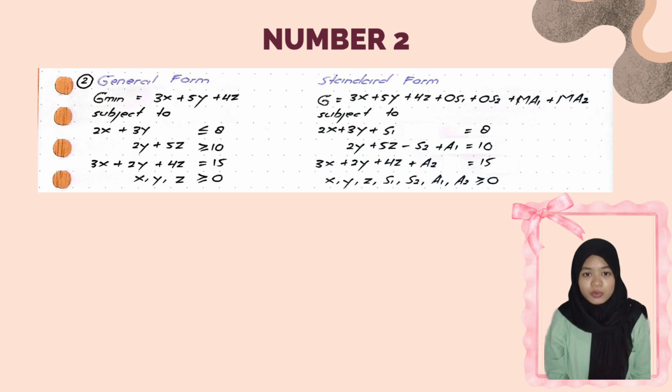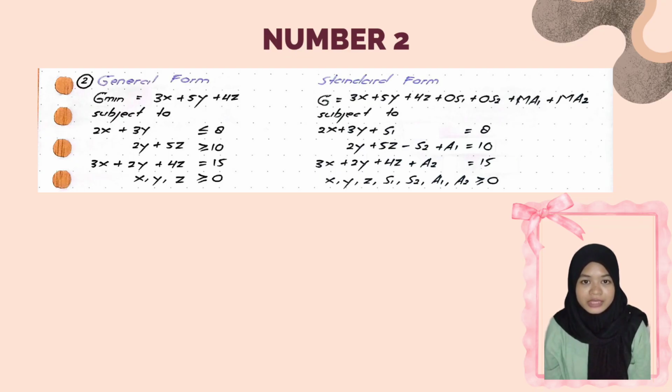After writing the general form, I write the standard form. The first constraint is less than or equal to, so I add a slack variable, namely S1, to convert it into an equation. The first constraint becomes 2x plus 3y plus S1 equals 8. The second constraint is greater than or equal to, so I add a surplus variable, namely S2. Since surplus is not a basis, we have to add an artificial variable, namely A1. The second constraint becomes 2y plus 5z minus S2 plus A1 equals 10.